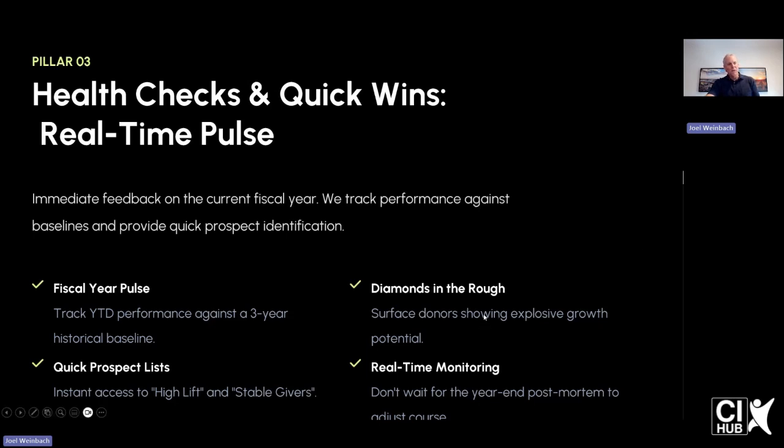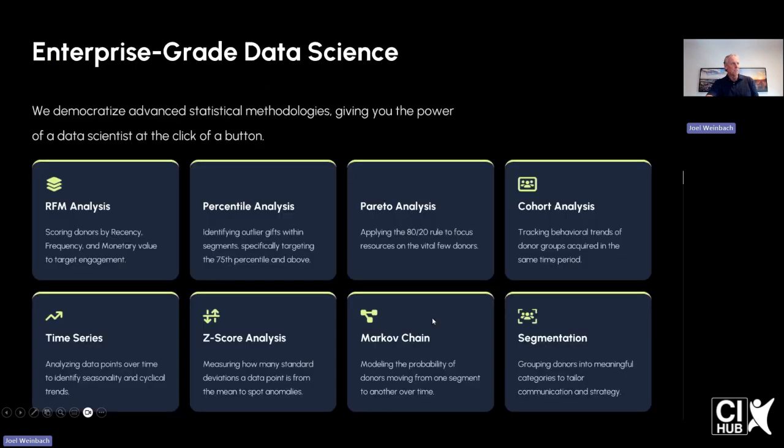We also have this quick access to diamonds in the rough. These are little prospect lists that change on an ongoing basis based on what donors have been doing. And if you have somebody who says, what should I do today? They can go right to one of these and they can start focusing on donors that are showing potential that they want to get more engaged with your organization.